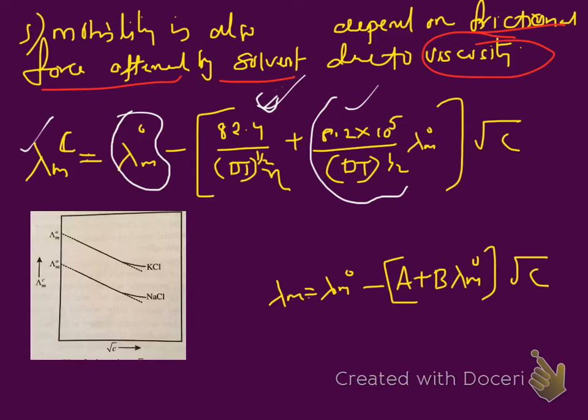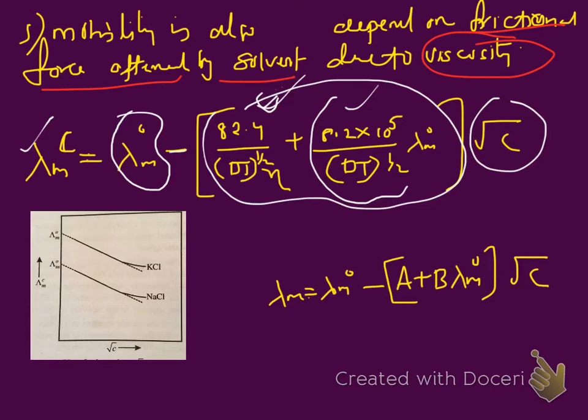Here you can see lambda mc, molar conductivity at a concentration C, and lambda m0, molar conductance at infinite dilution. D is the dielectric constant of the medium. Eta is the viscosity of the medium, representing the coefficient of viscosity. T is the temperature in Kelvin, and C represents the molar concentration of the solution. So the sum of these two parameters needs to be multiplied with the root of the concentration and subtracted from the final value. Final value means lambda m0. Then we will get the current lambda m.